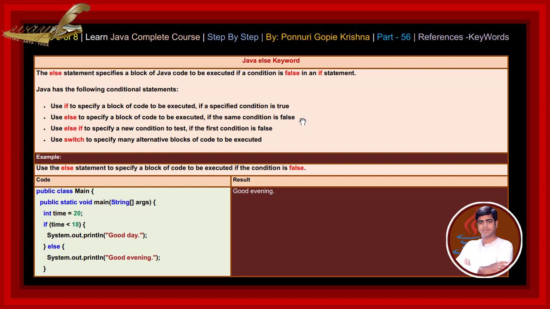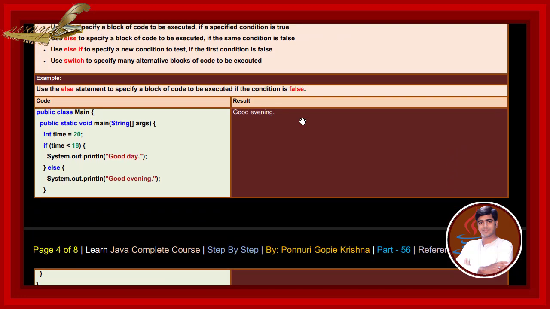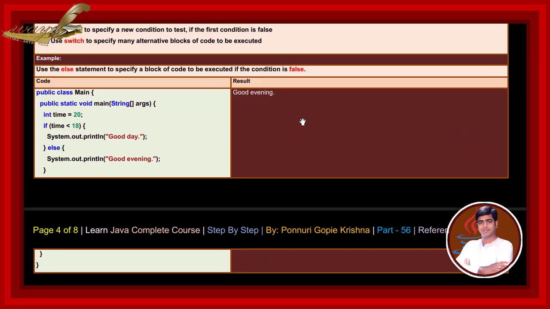Use else if to specify a new condition to test if the first condition is false. Use switch to specify many alternative blocks of code to be executed. See the example. Use the else statement to specify a block of code to be executed if the condition is false. See, if we write and execute this code, the result returns this. Good evening.